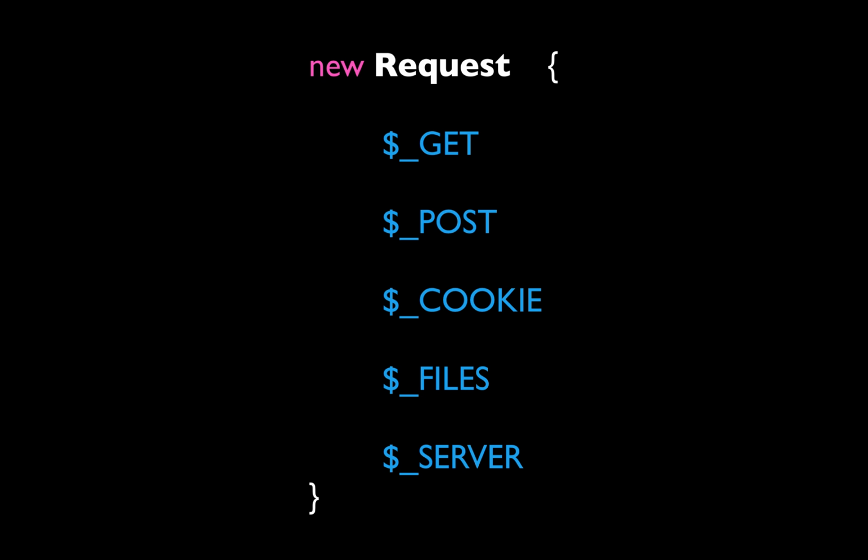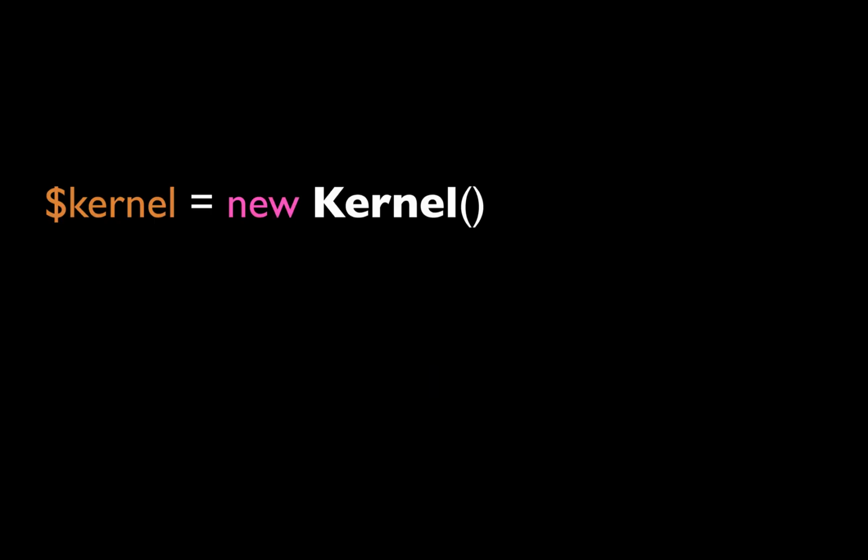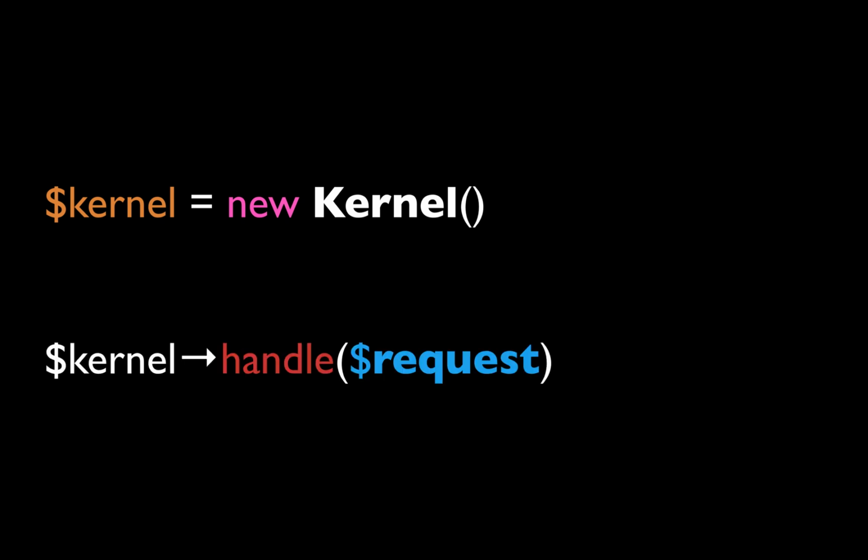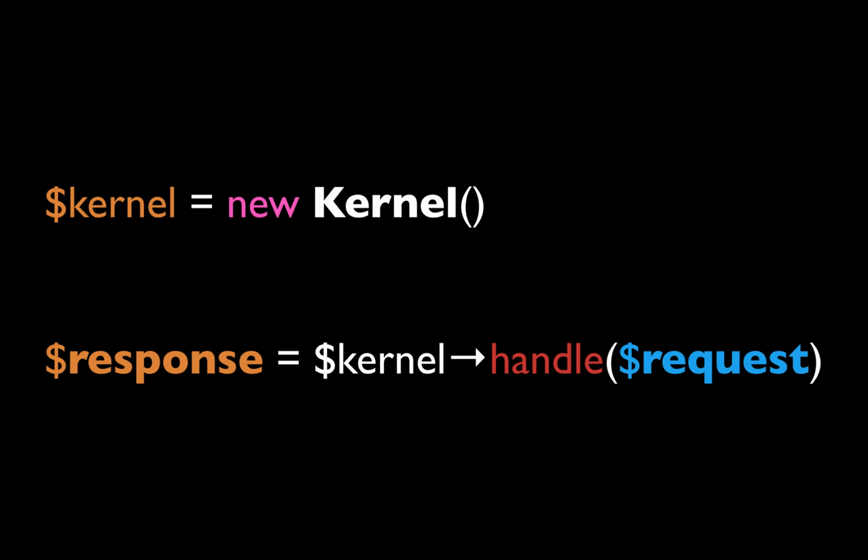Inside of here, a request object is instantiated. This object encapsulates a snapshot of the PHP superglobals in their current state when the request is received. Next, an object called the kernel is instantiated. You can think of this kernel object as the heart of the framework, and you can condense what the kernel does into one sentence. It takes a request and turns it into a response.